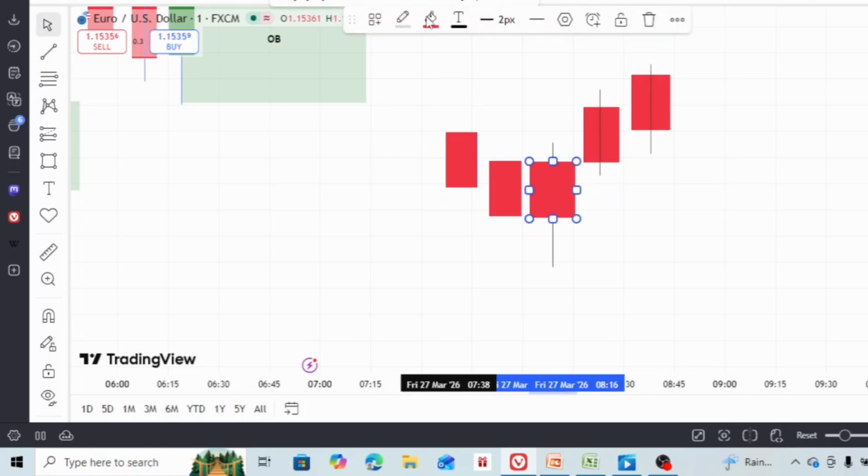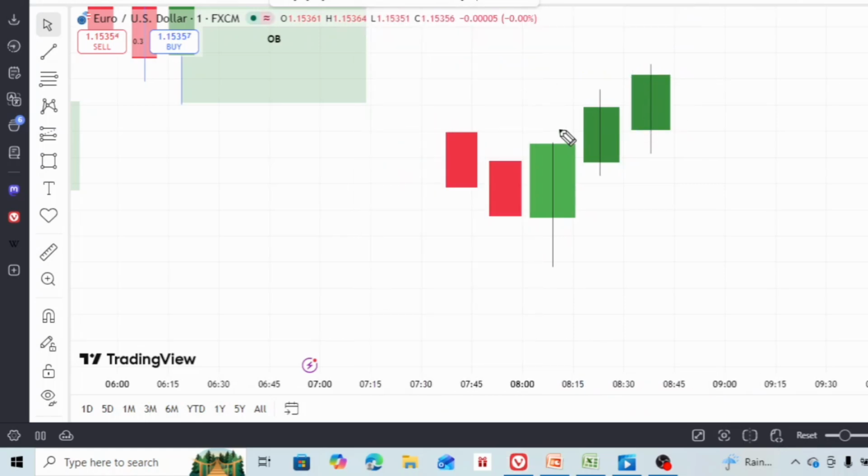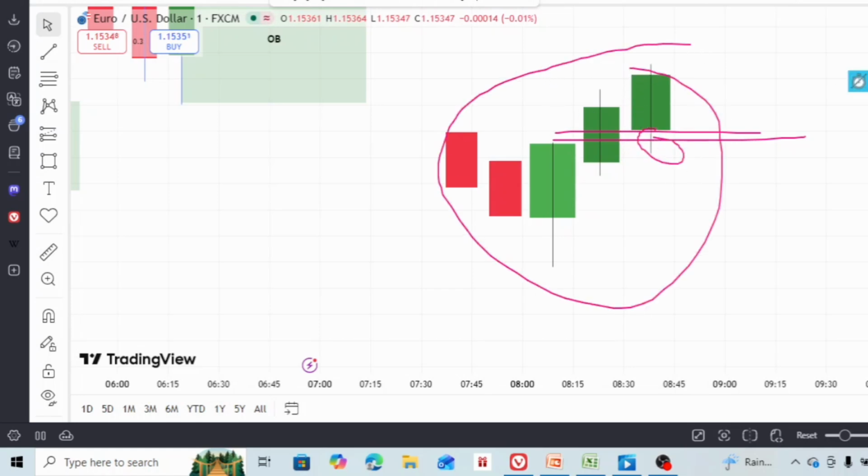So let me make this a green candle, and even this one a bullish candle. So in this type of situation, when you look here, we don't have any gap, right? So in this type of situation, where should you take the order block?